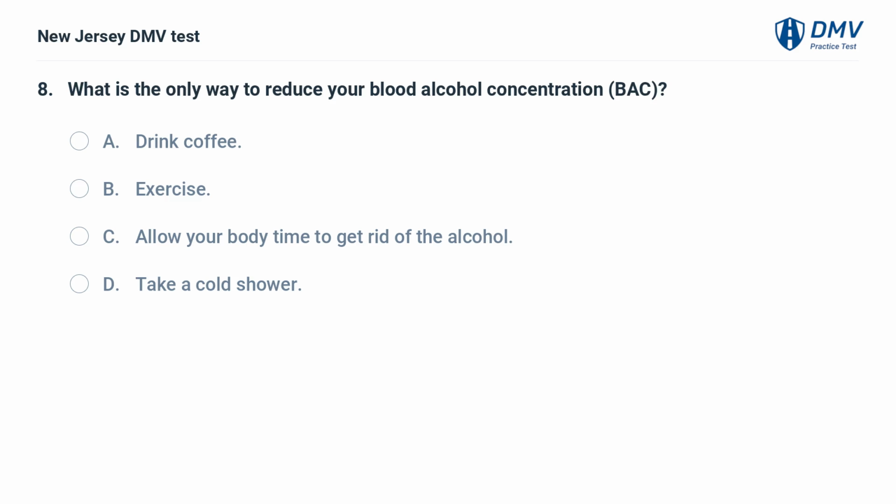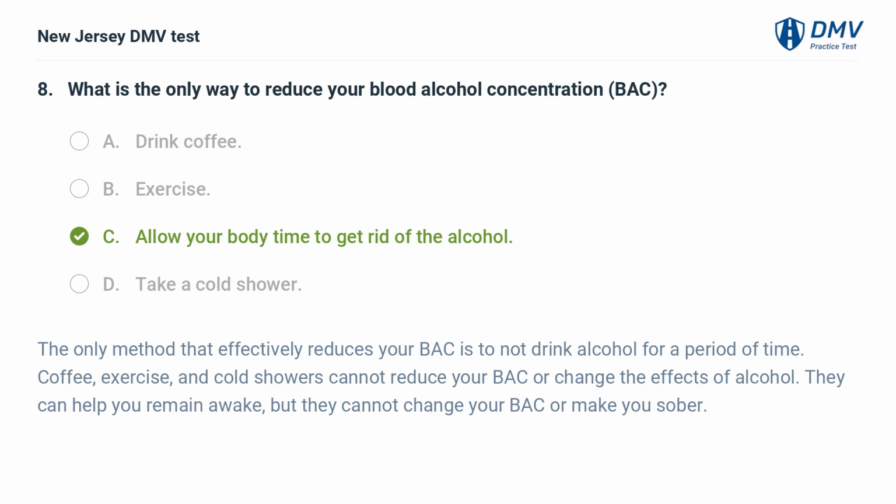What is the only way to reduce your blood alcohol concentration, BAC? A. Drink coffee. B. Exercise. C. Allow your body time to get rid of the alcohol. D. Take a cold shower. C. Allow your body time to get rid of the alcohol. The only method that effectively reduces your BAC is to not drink alcohol for a period of time. Coffee, exercise, and cold showers cannot reduce your BAC or change the effects of alcohol. They can help you remain awake, but they cannot change your BAC or make you sober.